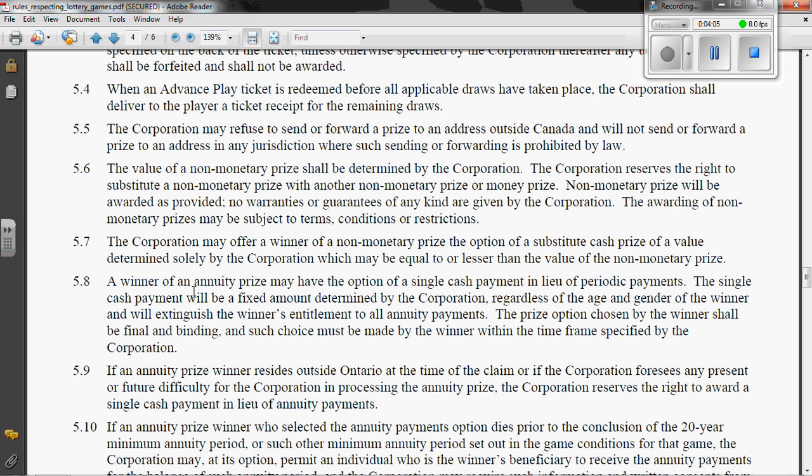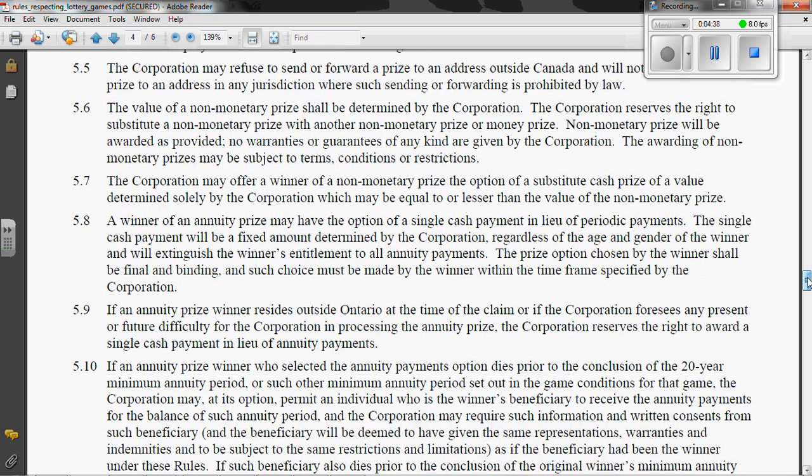An annuity prize, that's what we're talking about, this regular payment, $2,000 a week. You may have the option of a single cash payment in lieu of periodic payments. So that means you can take all the money up front. The single cash payment will be a fixed amount determined by the corporation, regardless of the age and gender of the winner, and will extinguish the winner's entitlement to all annuity payments. So you take all the money up front. The prize option chosen by the winner shall be final and binding. So you decide.